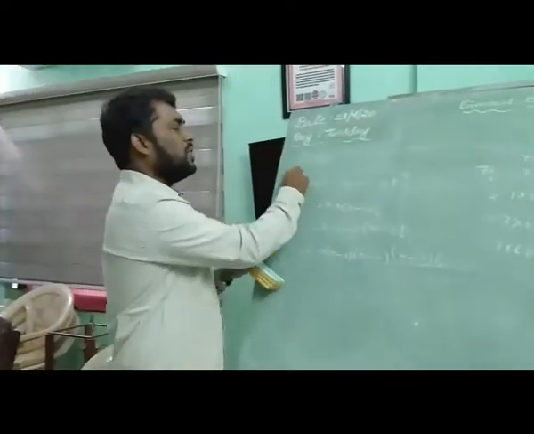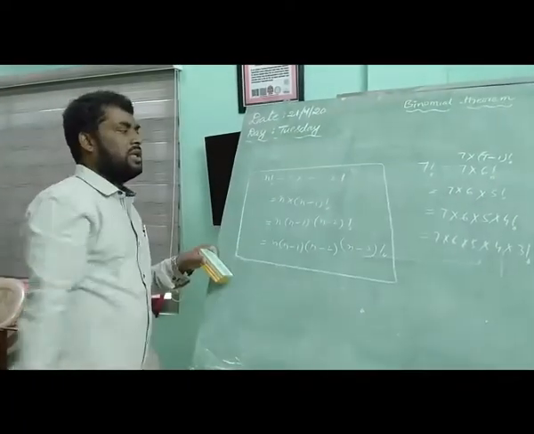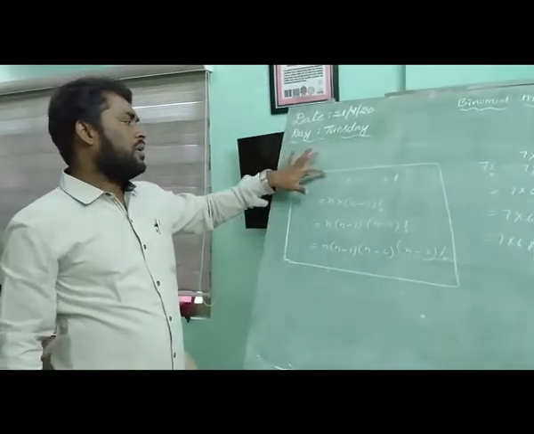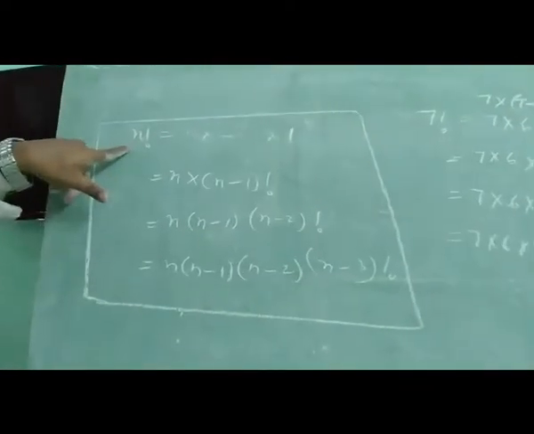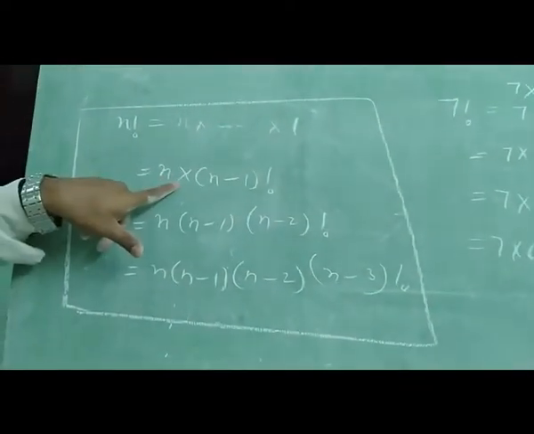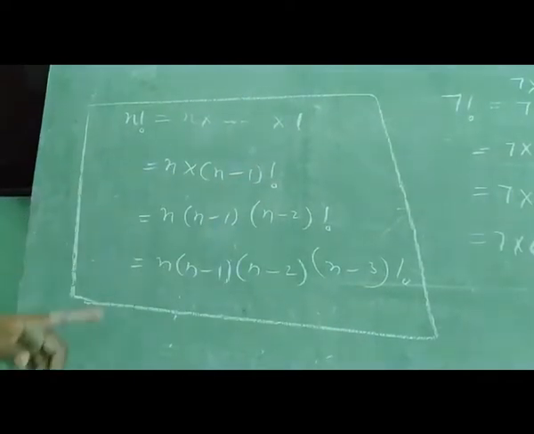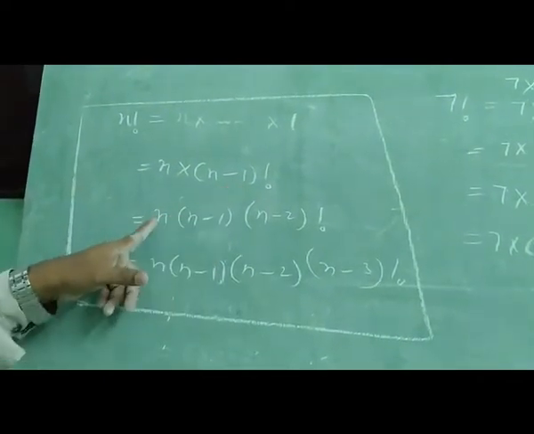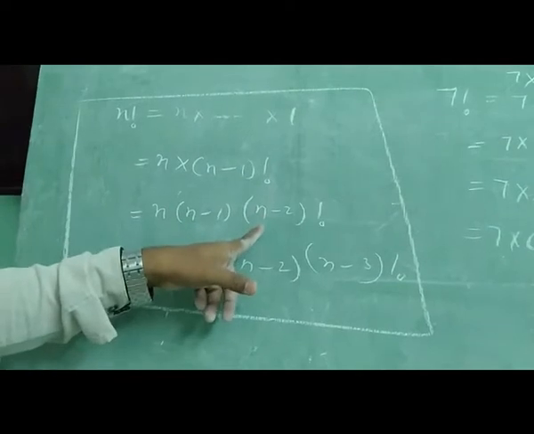So this is a very important concept about n factorial. Tell me children, how do you express n factorial? This n factorial can be written as n into n minus 1 factorial. Again it can be written as n into n minus 1 into n minus 2 factorial.